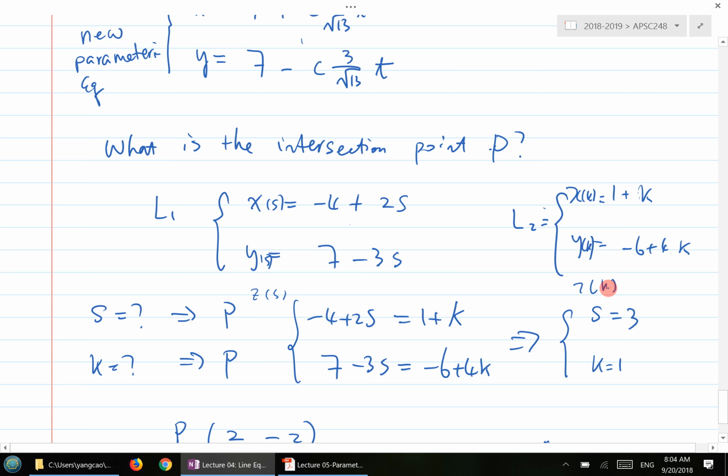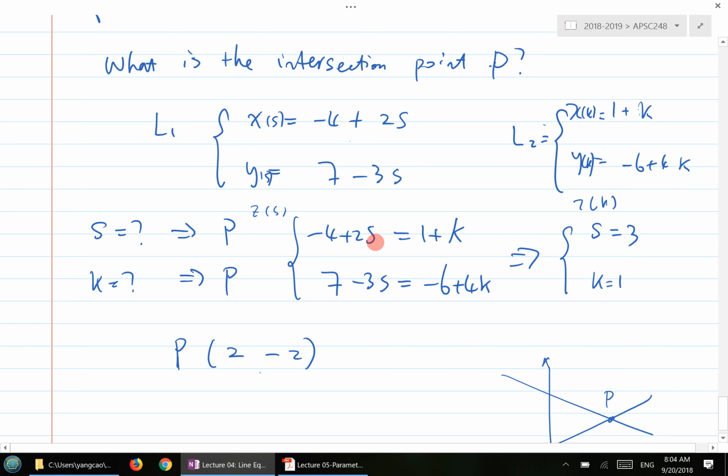Then we let x equal x and y equal y, and we can solve for the value of s and the value of k so that x and y are all the same. That basically means finding the intersection point. So we find that when s equals 3 and k equals 1, the intersection point is P of 2, negative 2. Good. That's what we ended up with in the previous lecture.